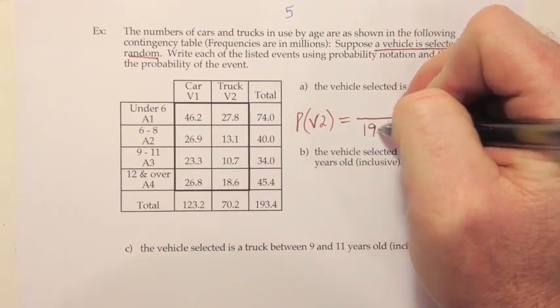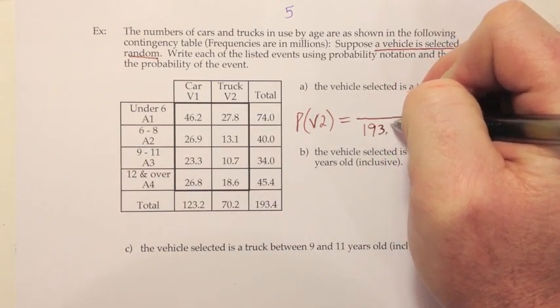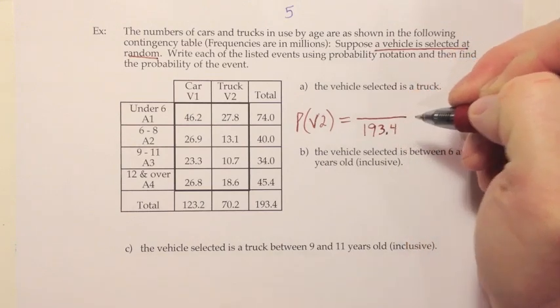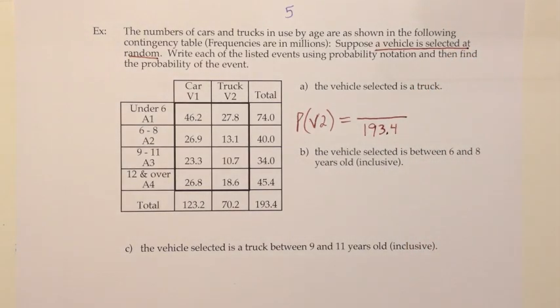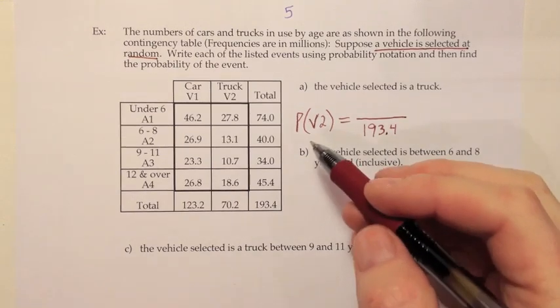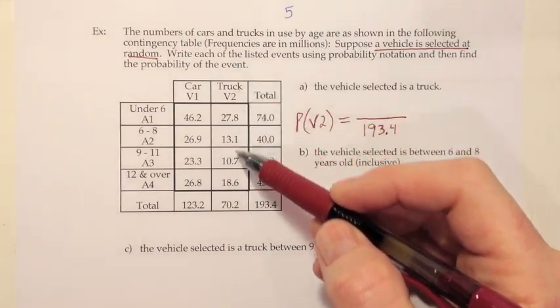So that's typically what you'd start off thinking is going to be your denominator in a probability question involving a contingency table. We'll see some exceptions to that in the next section, but that would be your initial thought, that unless there's something to indicate otherwise, I'll use the grand total. And then out of all 193.4 million vehicles there, how many of them are V2?